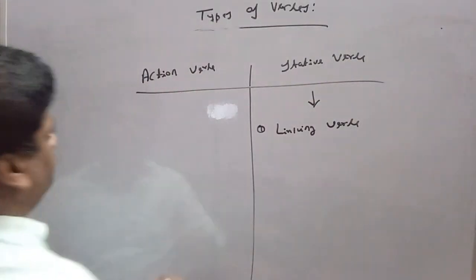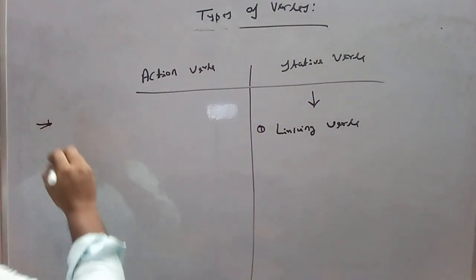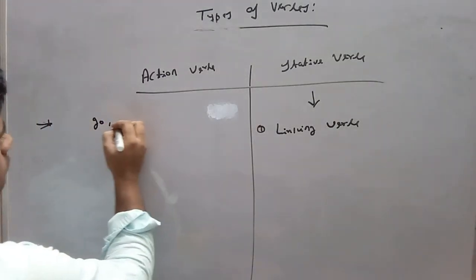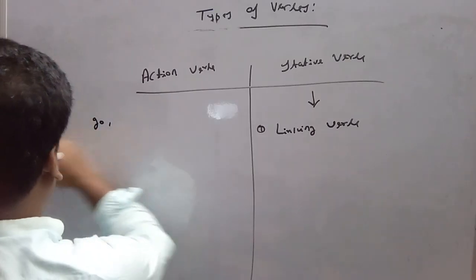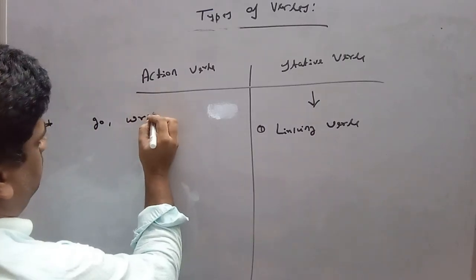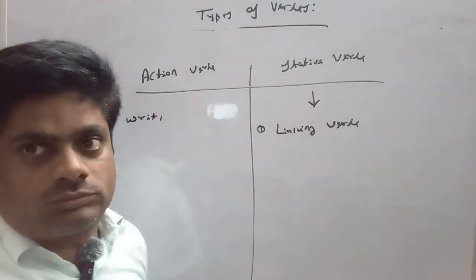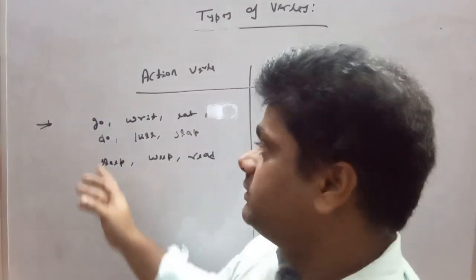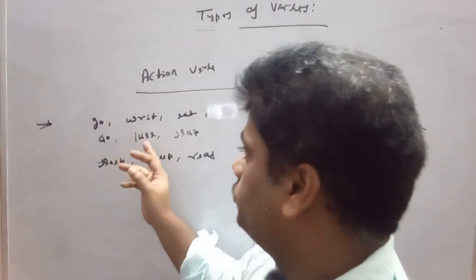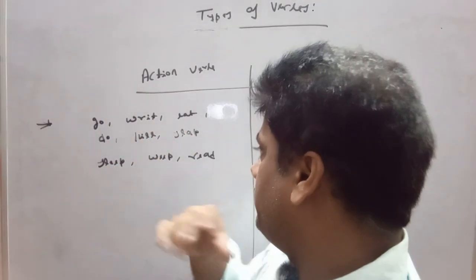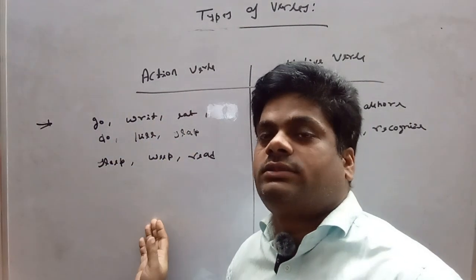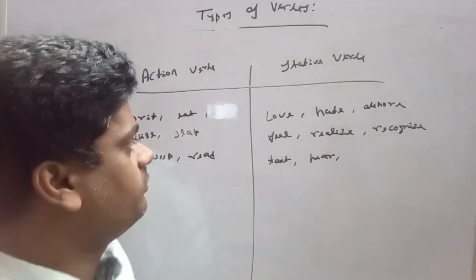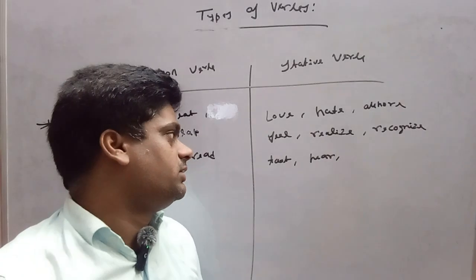Action verb. Go, write. In case of action verb, as go, write, eat, do, kill, slap, sleep, weep, read. These are the action verbs. If we talk about stative verbs: love, hate, abhor, feel, realize, recognize, taste, hear.